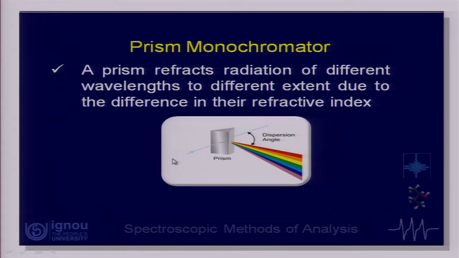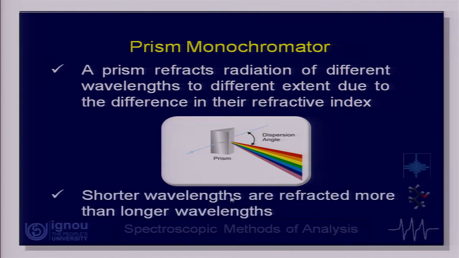That is, when I pass white light through a prism, we get a whole spectrum out of it. This is because the different radiations constituting this white light are refracted differentially by the prism. As a consequence, we get a whole range of spectrum. The shorter wavelengths are refracted more than the longer wavelengths. That means a shorter wavelength has more refraction, and a longer wavelength is refracted to a lesser extent. And this very property of a prism is made use of in a prism monochromator.